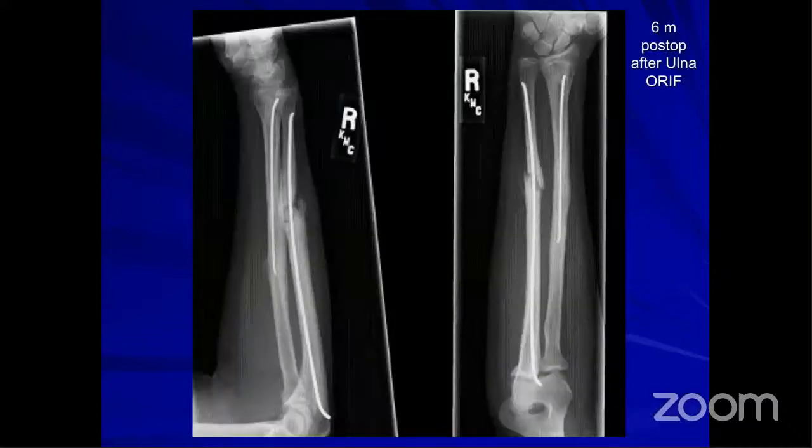If you do an open reduction, again, I'm going back to a forearm case, but if you do an open reduction, you need to follow those patients carefully. We hardly ever have to do it for the femur.